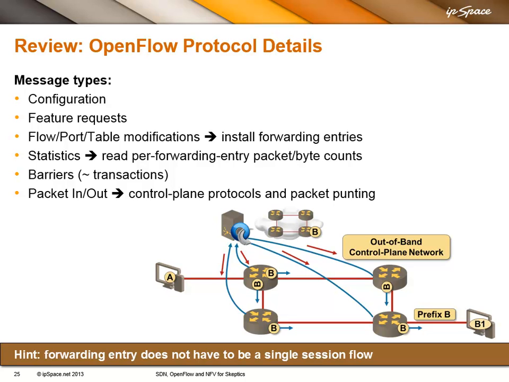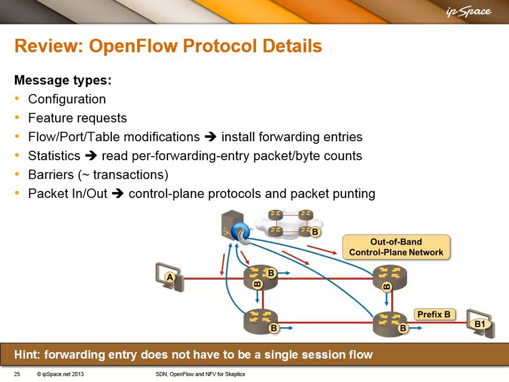You can ask the switch what features it supports. Then, most importantly, you can modify the forwarding entry. You can read the statistics. There are barriers which are sort of similar to transactions. And then to support control plane protocols and processing of unknown traffic, there's the capability to send a packet to the controller and the capability to send a packet from the controller and out through a physical port into the network. We'll see in a few slides how that's used.